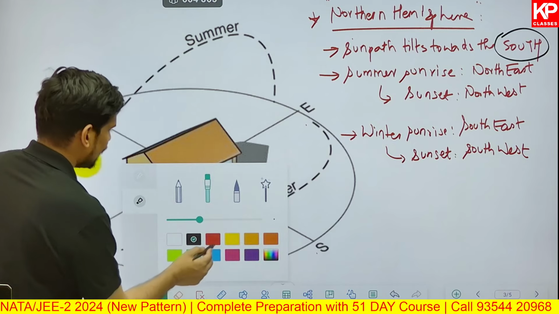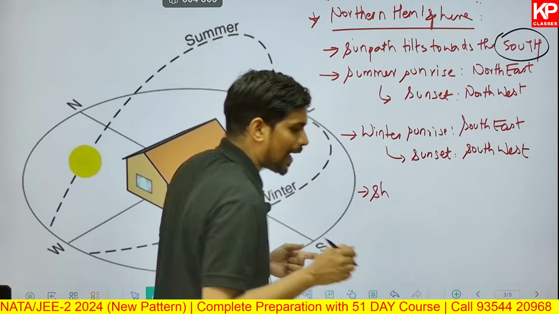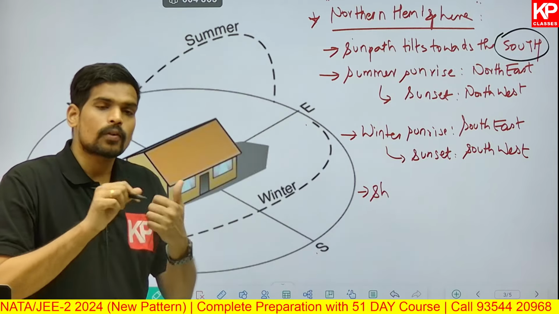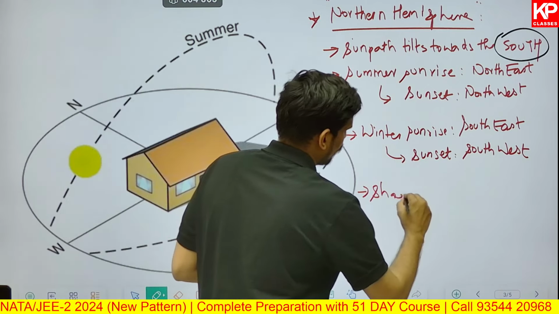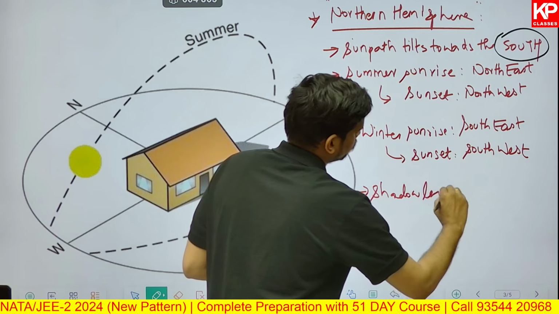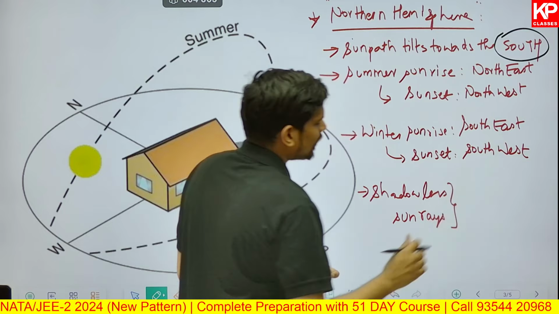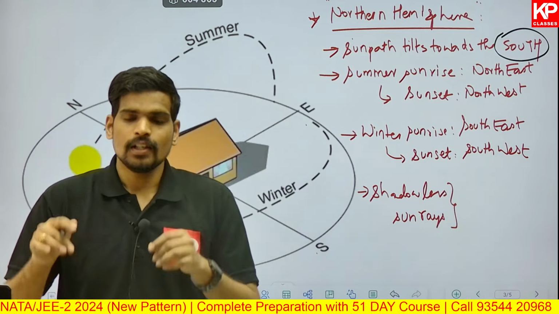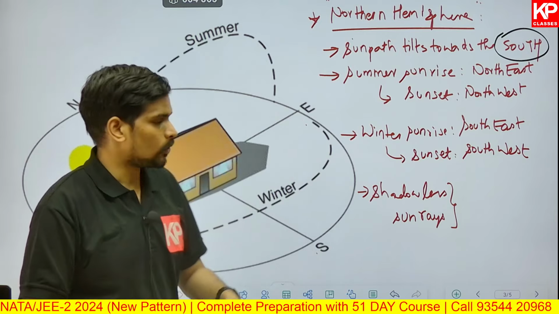So remember, in the northern hemisphere, where do you get shadowless light? This also is a past NATA and JEE question. They ask you from which side will you get shadowless light, shadowless solar radiation, shadowless sun rays. Shadowless as in, it doesn't mean you will not get shadow at all, but the intensity of the shadow will be less. Why? Mainly because of the reflected solar radiation.